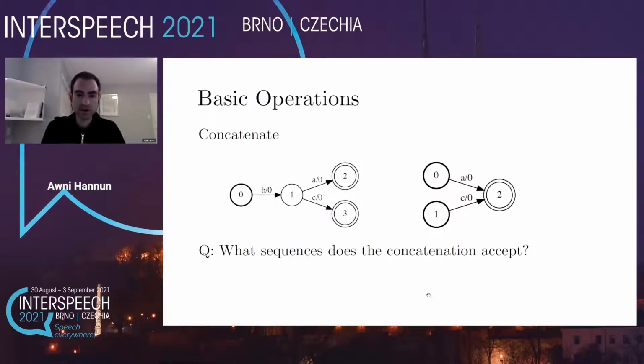Another question. Let's just be super familiar with concatenate. So what sequences does the concatenation accept? And maybe even more simply, how many sequences does the concatenation of these two graphs accept? Think about that for a few seconds, and then I'll show how it works.